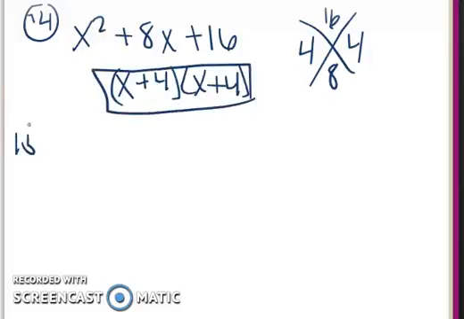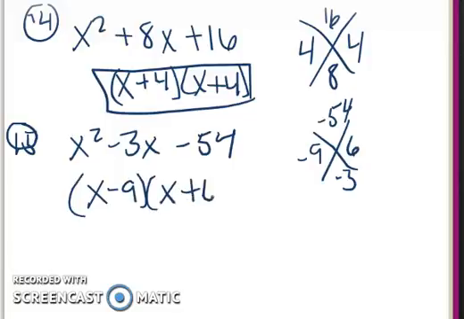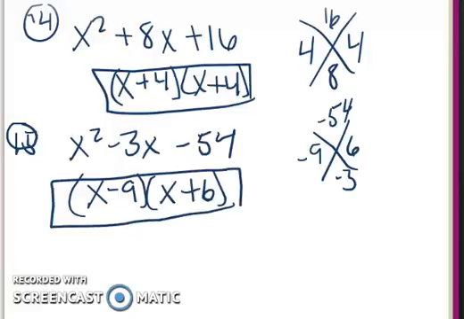15. We get x squared minus 3x minus 54. Okay, that's going to be a negative 54 and a negative 3. We'll go ahead and think of two numbers that could possibly do that. I'm thinking a negative 9 and positive 6. So we get x minus 9 and x plus 6. A lot of these problems are just getting good with your multiples, your factors.